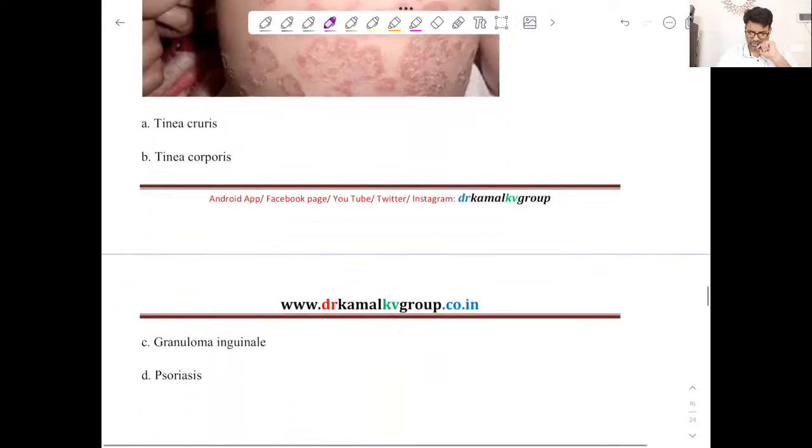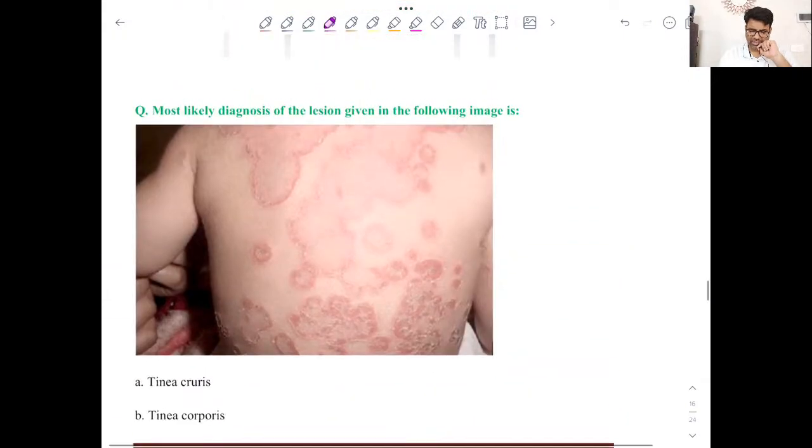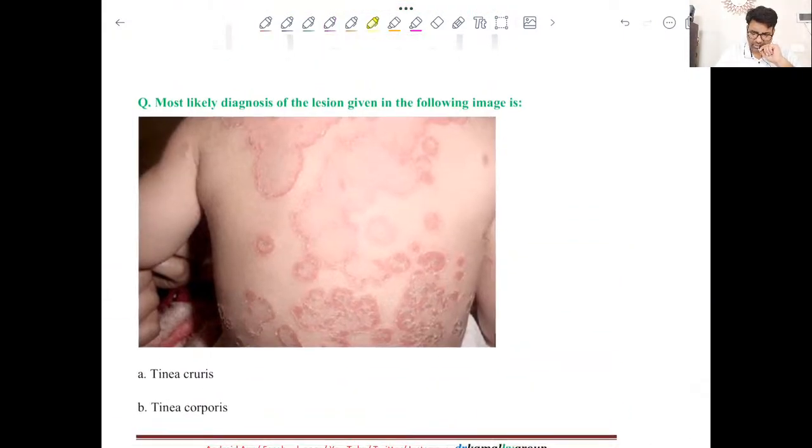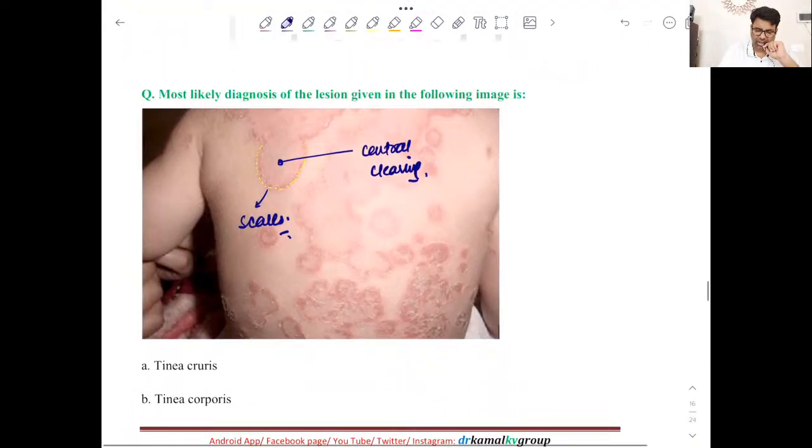Tinea cruris, tinea corporis, granuloma, psoriasis. What is this? Any idea? Now if I draw you the lesions, it is something like this. There is central clearing, number one, right? There is an annular lesion, and sometimes we can have scales here. Yes, this is tinea corporis, right? So then it is tinea corporis.